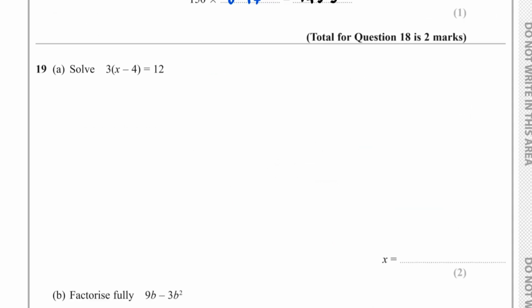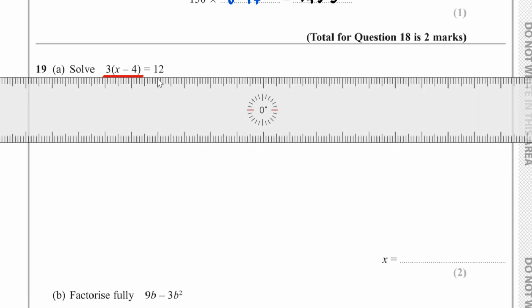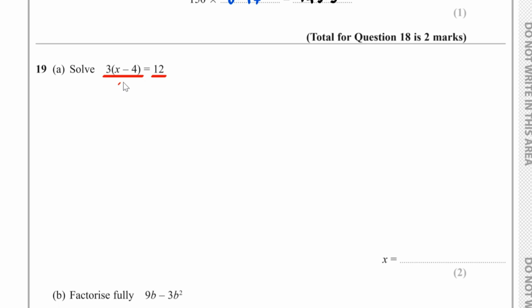Question number 19. We have to solve 3 multiplied by x minus 4 equals 12. Well, the first thing we can do is divide both sides by 3. And if we do that, we are left with x minus 4 equals 4. And then if we add 4 to both sides, we are left with x equals 8.